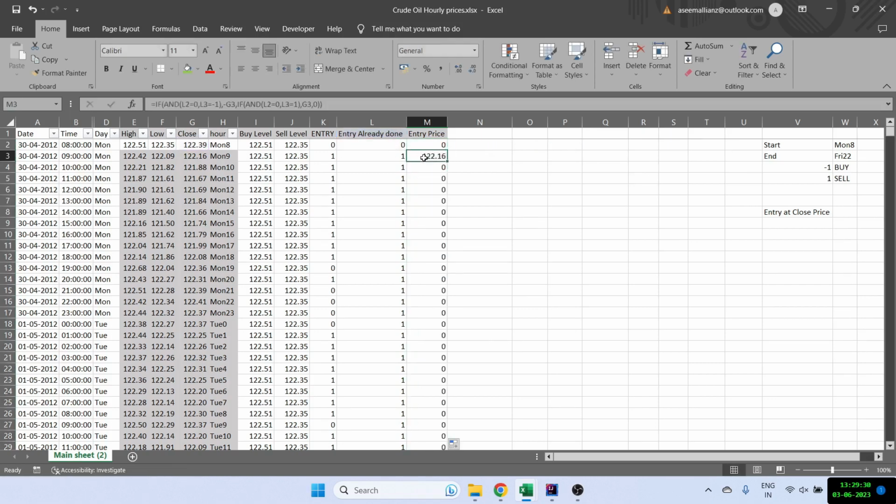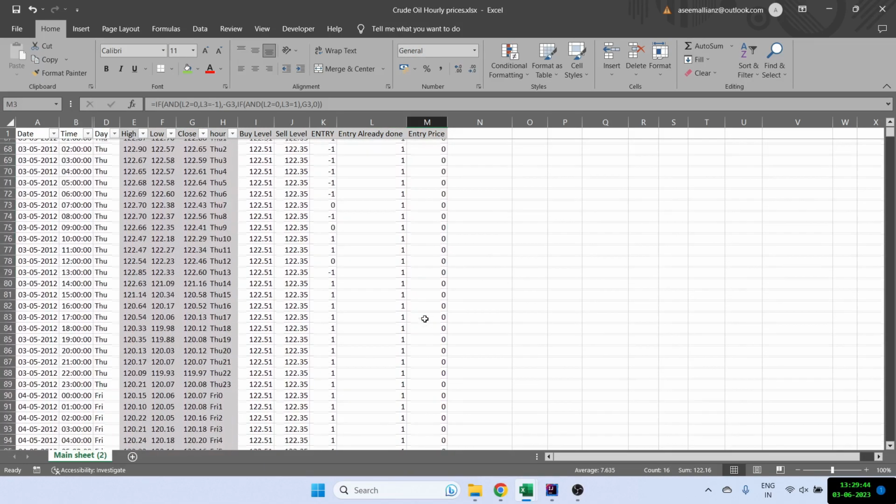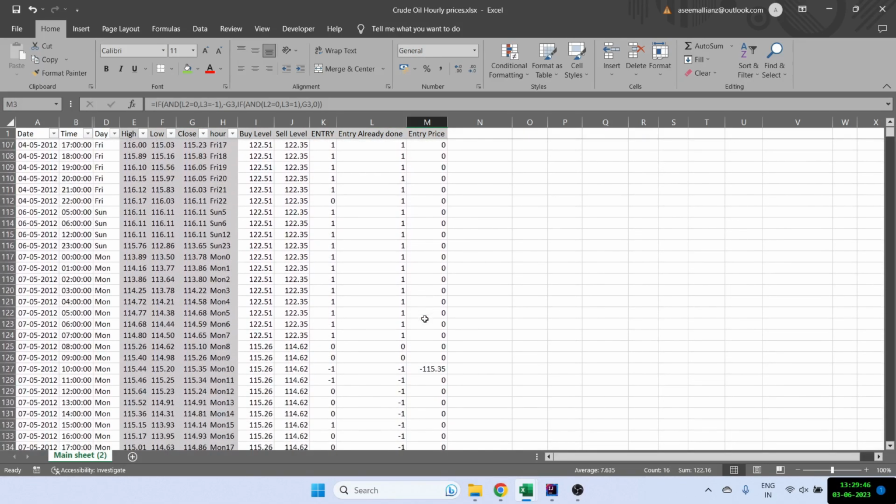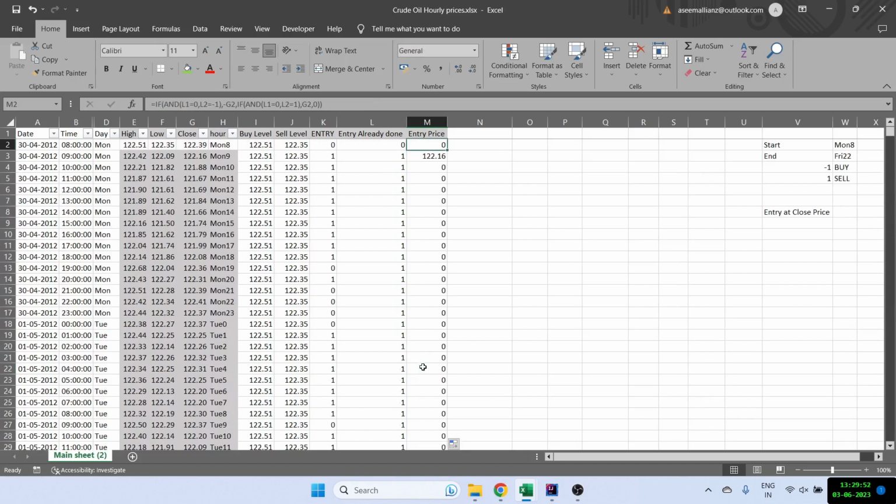And now you will notice that it is only going to take the first entry. It's going to ignore all the extra entries. So as you can see here, it's showing me a positive number. That means it's taken the entry at 122.16. And then obviously it just doesn't wait. It will wait till Monday 8. And this is where it goes for a minus number, because now it's taken the buying entry. So our entry prices are done. So we've got the entry prices.